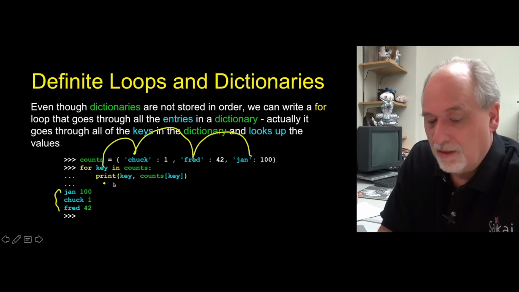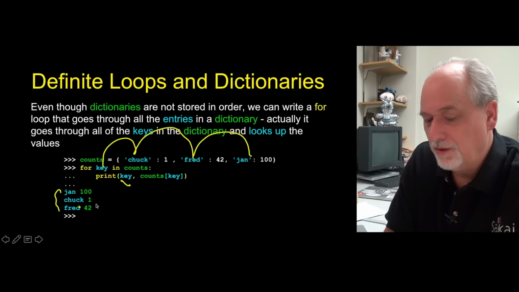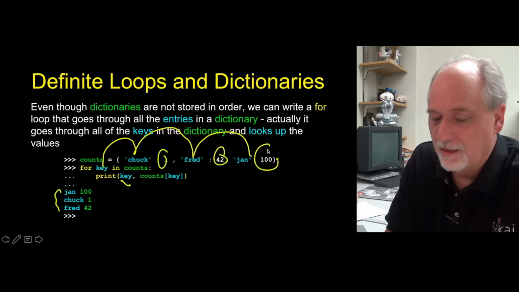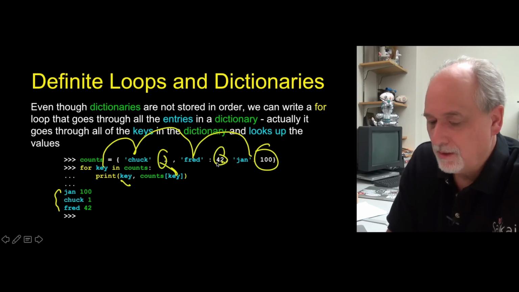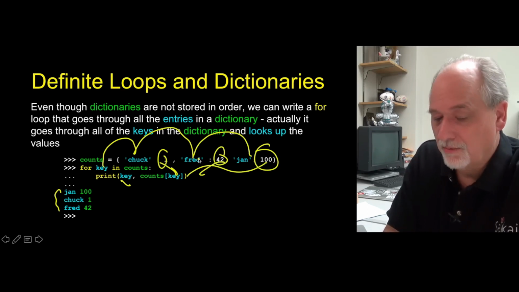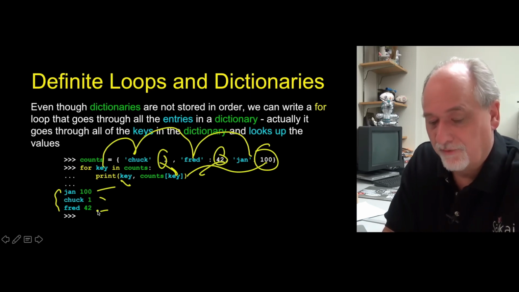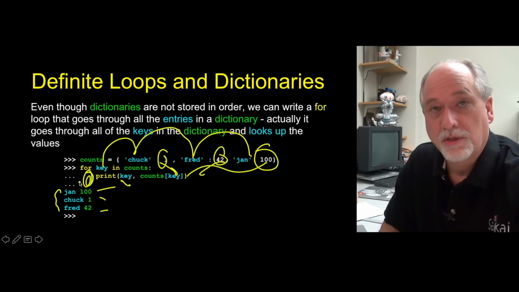And so in the loop, you can get the key, and so that's what prints out the Jan, Chuck, Fred, but then you can also get the corresponding count for each one of these by just pulling it out of the dictionary, right? And so we can pull out the corresponding value, and so we print out Jan 100, Chuck 1, Fred 42, and that runs this loop 3 times.